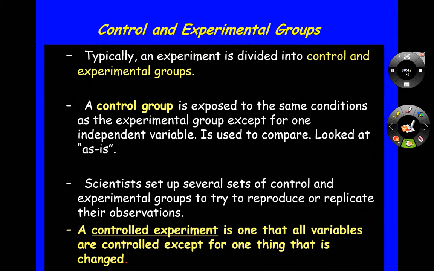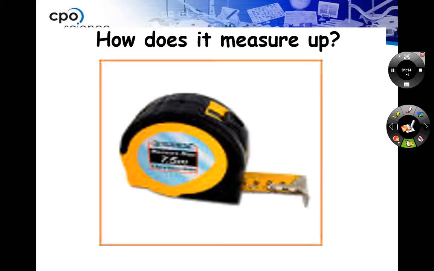Typically, an experiment is divided into control and experimental groups. A control group is exposed to the same conditions as the experimental group, except for the one independent variable. It is used to compare, looked at as is. Scientists set up several sets of control and experimental groups to try to reproduce or replicate their observations. A controlled experiment is one where all the variables are controlled, except for the one that is being changed.